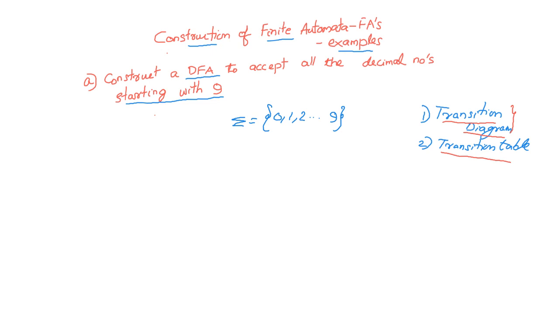So to start with, let's draw a starting state. Let me say Q0 is my starting state. A starting state is always indicated by an arrow from the left side. So if you see this kind of an arrow, then it means Q0 is a starting state. Similarly, an ending state is represented by a double circle. So if you see a double circle, then it means that that is the final state of this FA.